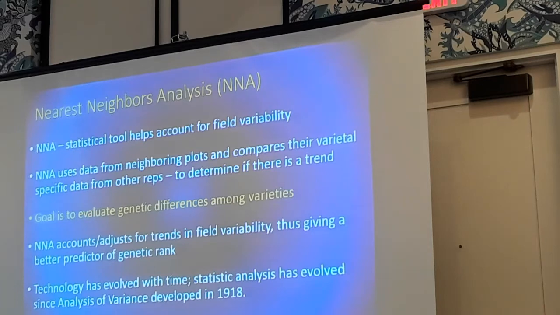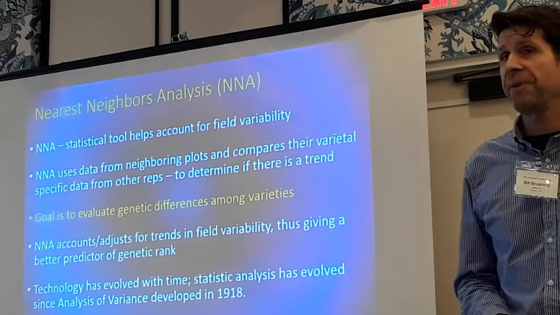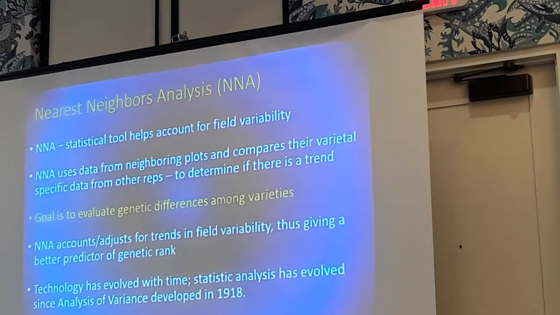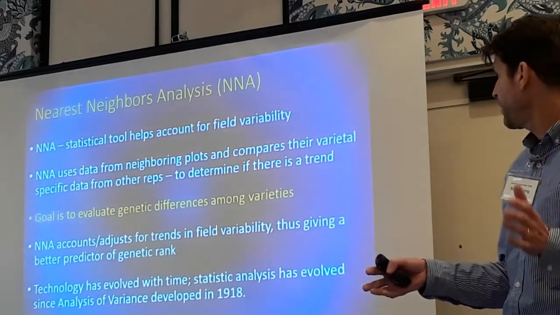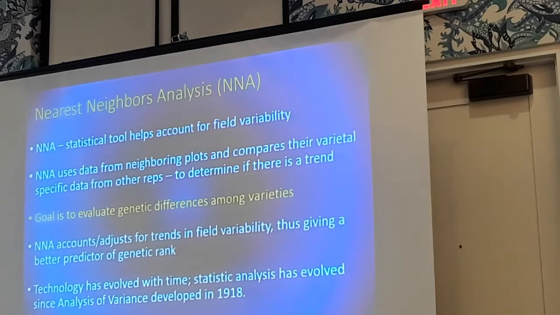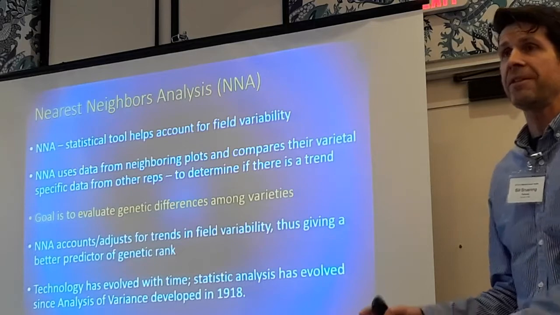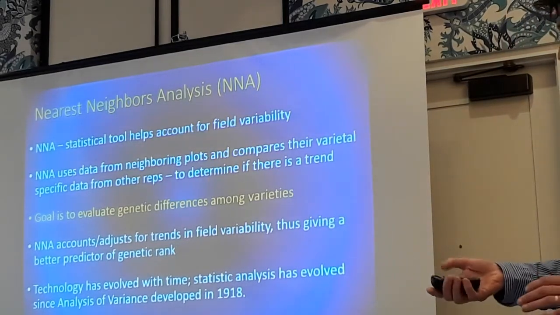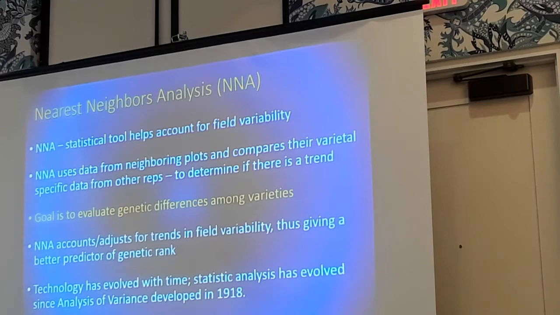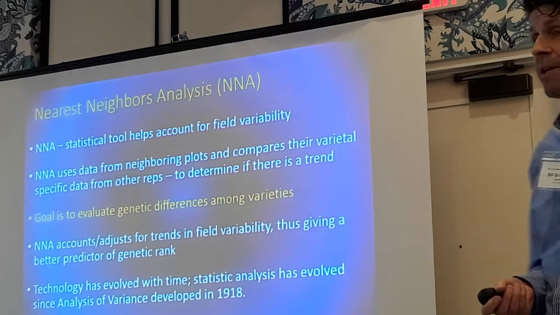So nearest neighbor analysis is a statistical tool to help us account for field variability. What it does is it uses data from the neighboring plots on each side of each plot and compares their varietal specific data with the other reps within the test. And it kind of gets an idea, is this area higher yielding than it really should be? Or is it for some reason suppressed and the yields in that particular region are lower than they should be? Because our ultimate goal is, again, to evaluate genetic differences, not differences in soil or what have you. But the nearest neighbor analysis accounts for and adjusts for trends in field variability, thus giving us a better prediction of genetic rank.